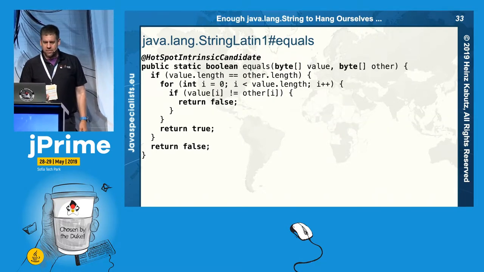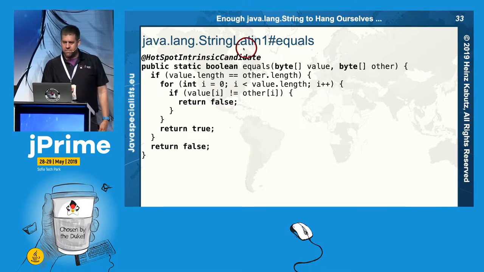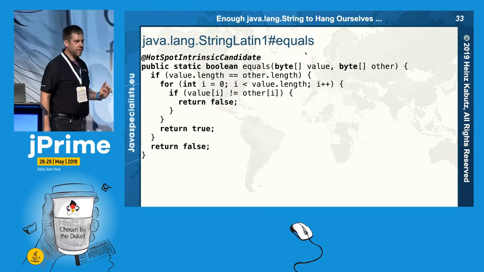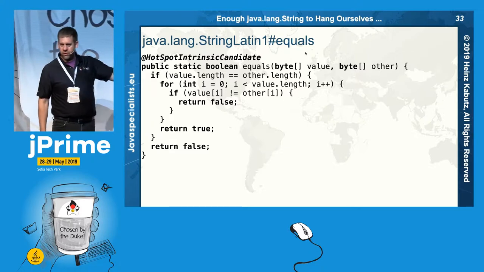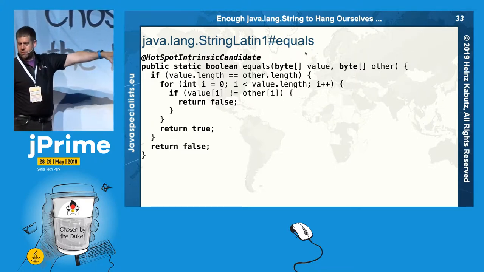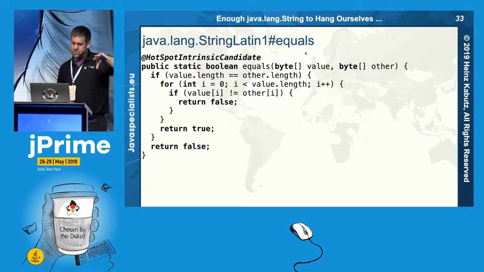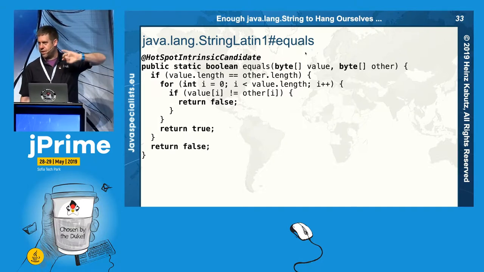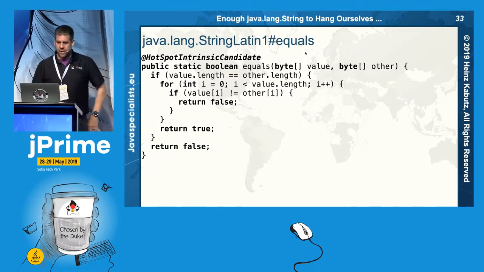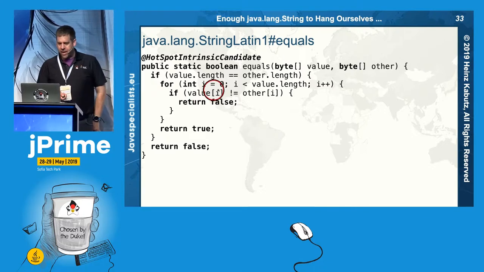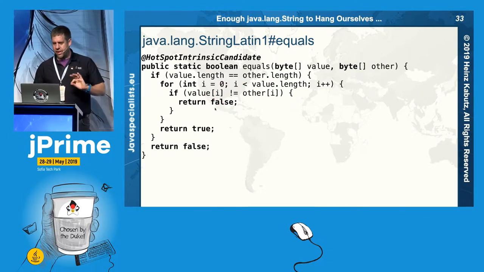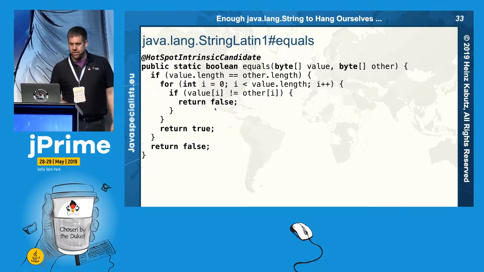And if you look at that, you notice that there's a thing called hotspot intrinsic candidate. This means that that code is probably not going to be called. It's probably going to be replaced by optimized assembly code or C code. And you see here, we're looking character by character at each element to see whether it's the same string.